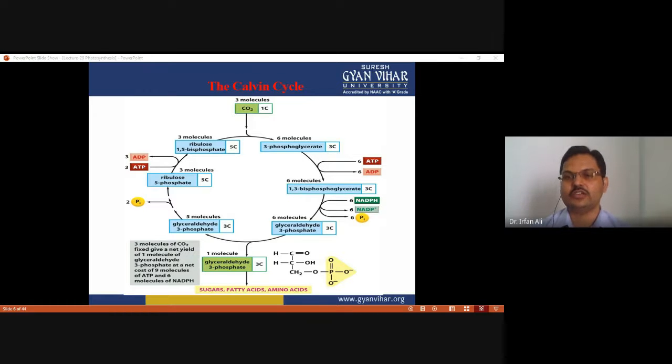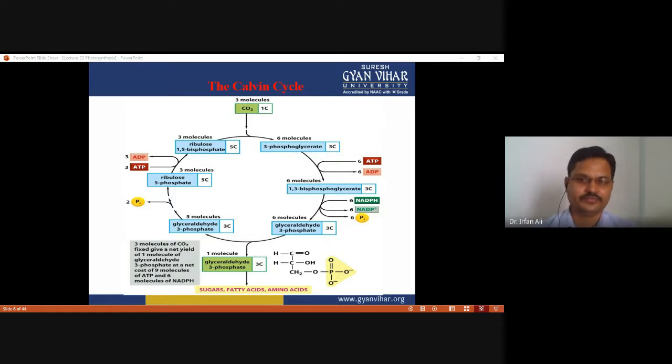So you have to see that the number of carbon is fixed. 6 into 3 is 18, so here also 18 carbon. Ultimately the number of carbon is neither lost nor gained, but it produces the three carbon molecule. So in the first step, these three carbon dioxide molecules are fixed to produce 3-phosphoglycerate.